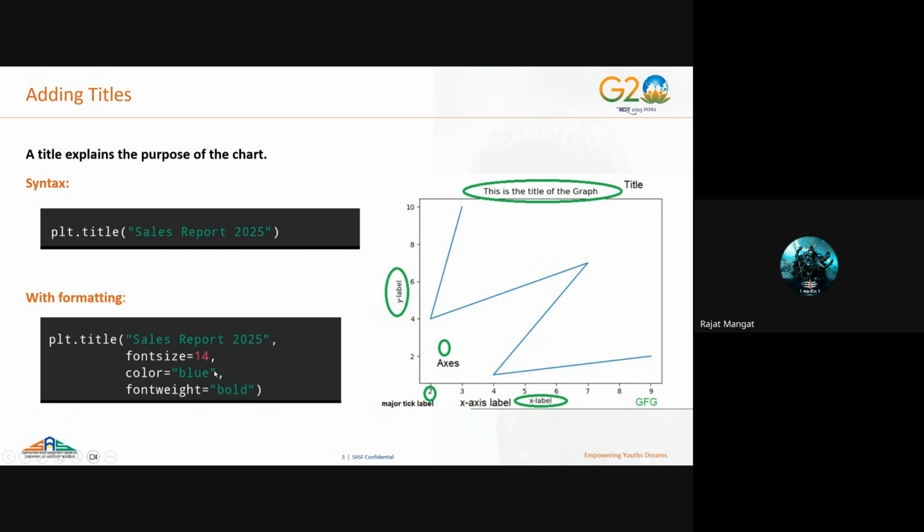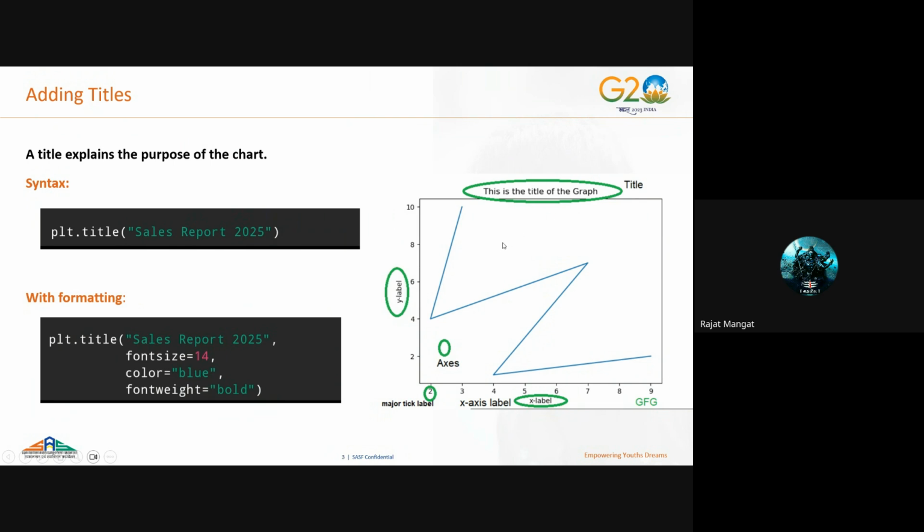So what it will do is it will make this title that I have highlighted here by the green ellipse, this title of the line graph, bold and blue, and it fixes its size to 14. This is the example that I have prepared for you. Please refer to this example in the next slide also.